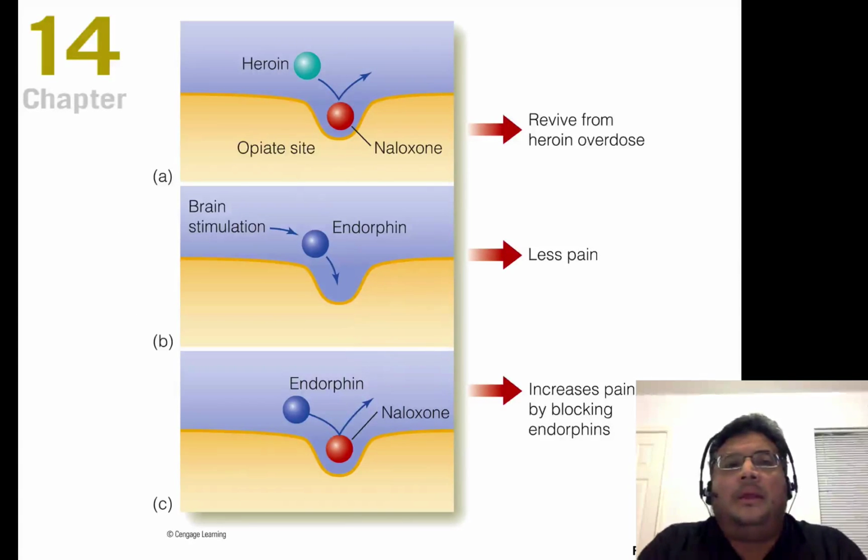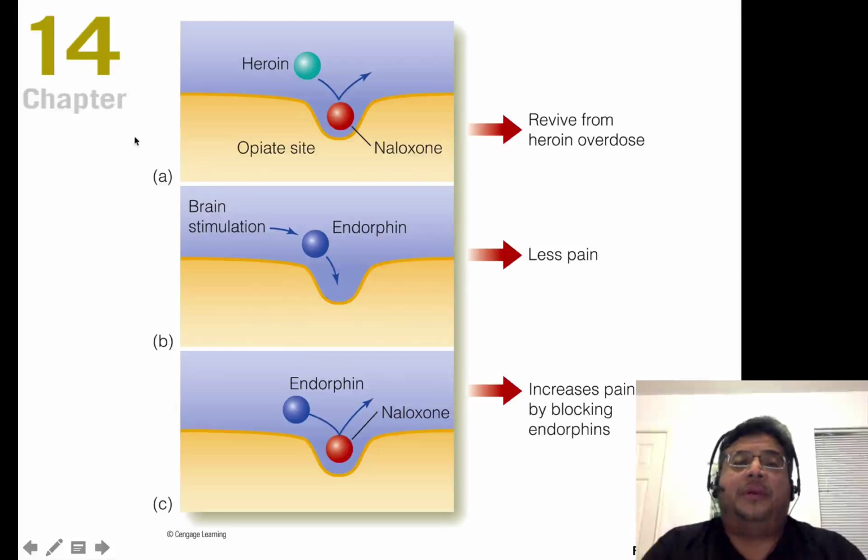So here, another powerful opioid is heroin, right? That's a very powerful opioid, of course, very addictive. So here's an opioid site. It's blocked by naloxone, and I can do that. One of the drugs that you give people that have had a heroin overdose is naloxone. You give them naloxone and it blocks the opioids, and that way the heroin cannot bind to the opiate sites anymore.